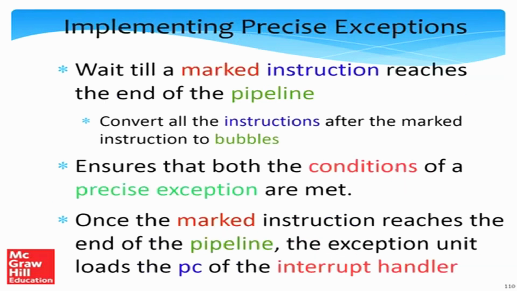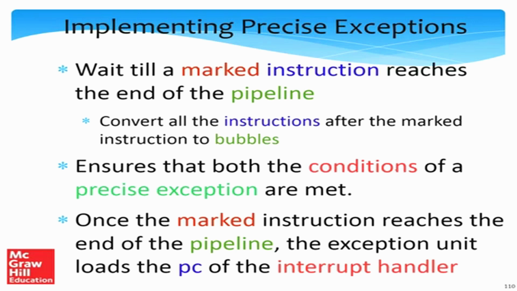Alright, so now we go to the next. So now what we do is we wait till a marked instruction reaches the end of the pipeline. After that, we convert all the instructions after the marked instruction which are there in the pipeline to bubbles. So in a sense, they are cancelled.